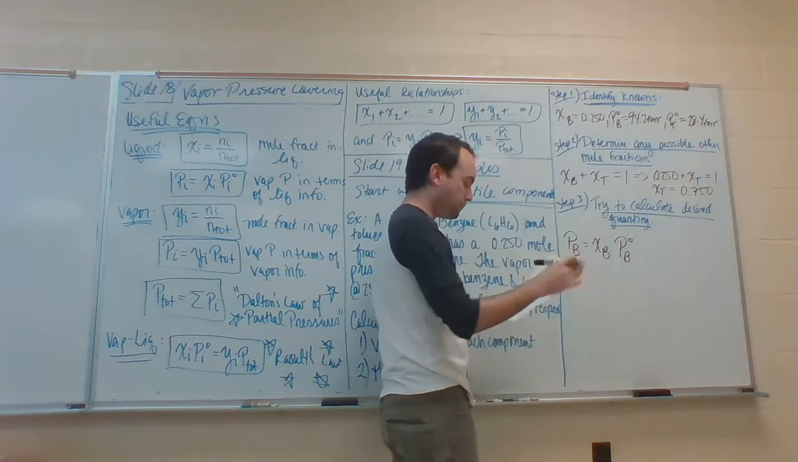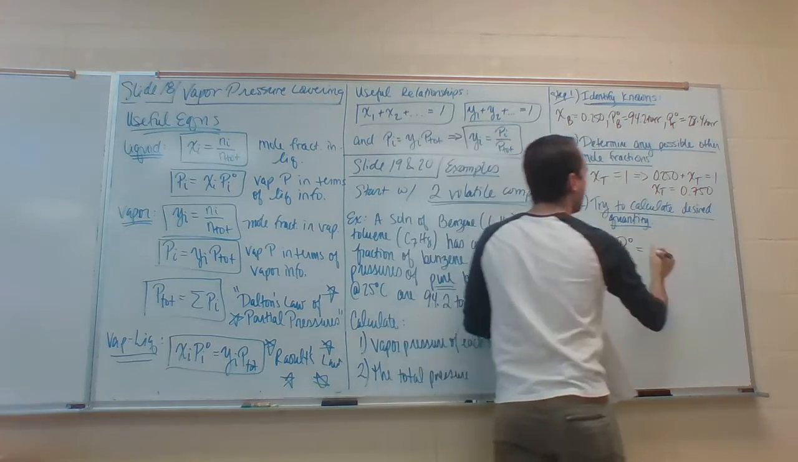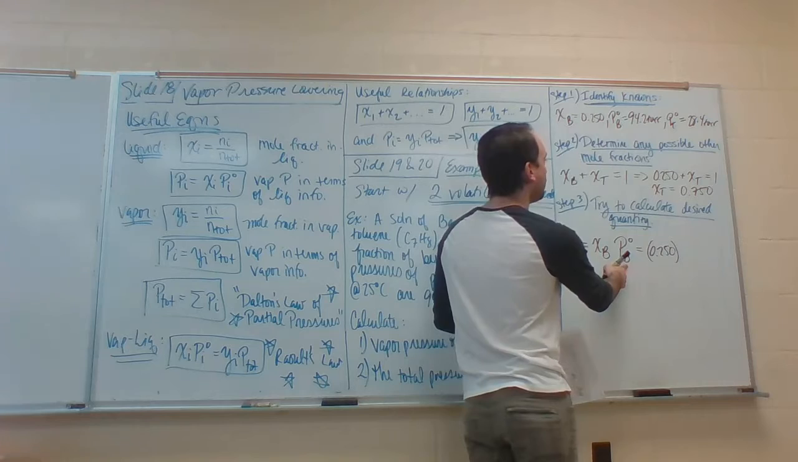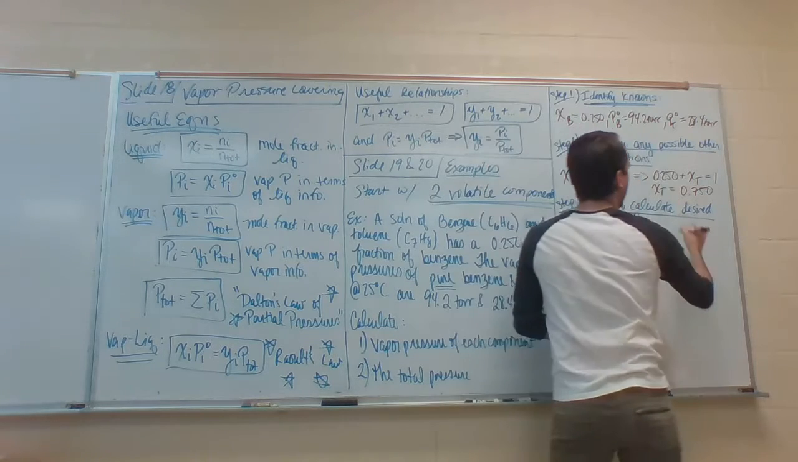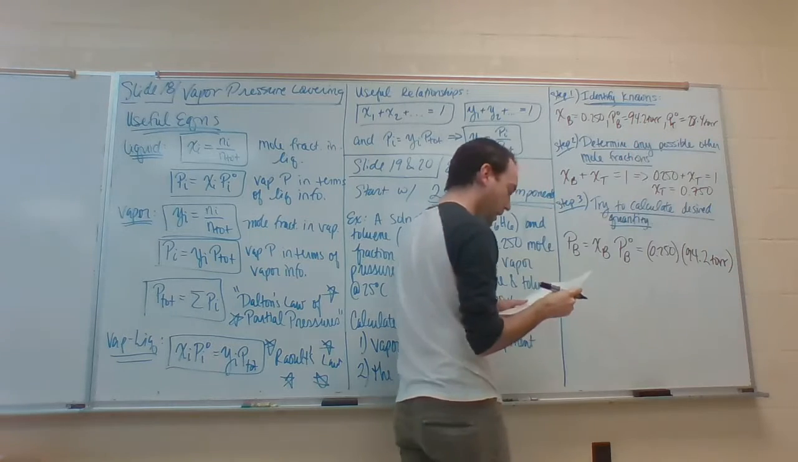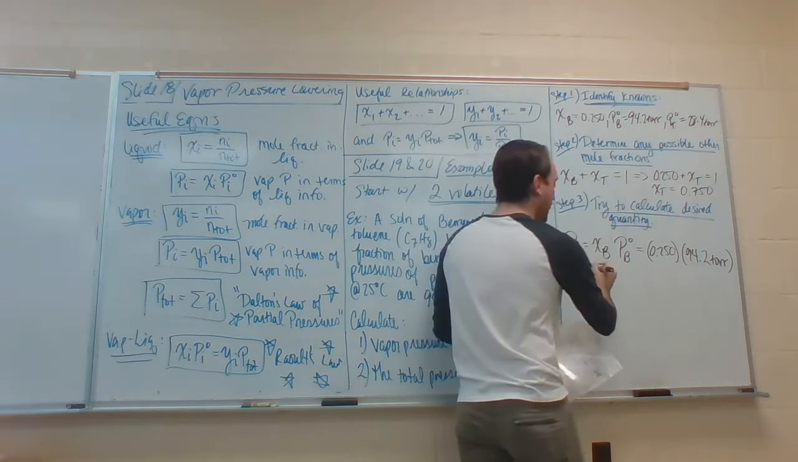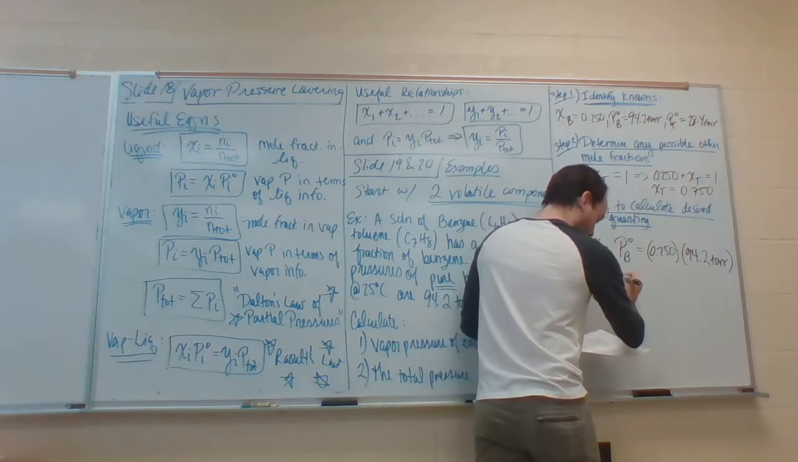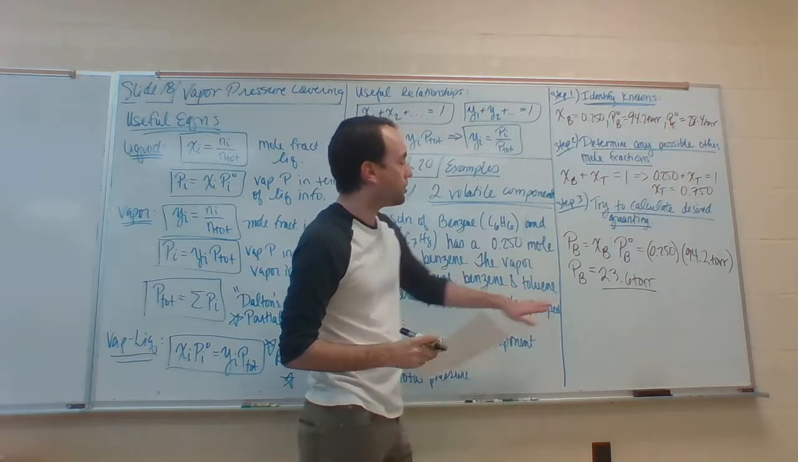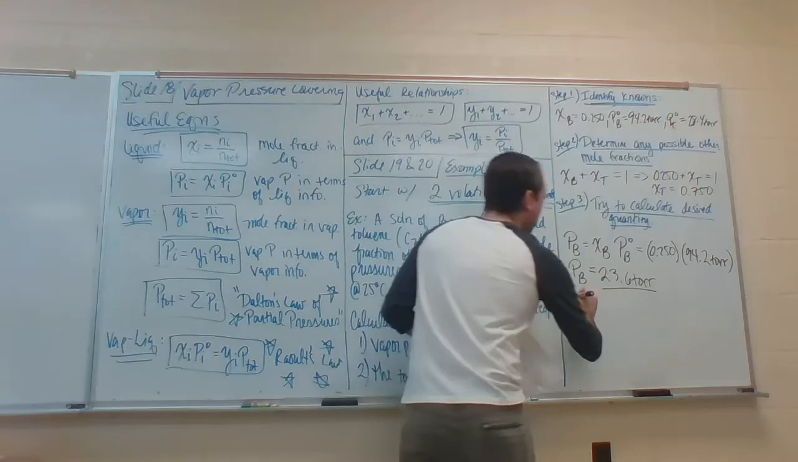Now all I have to do is take my mole fraction of benzene, which was 0.25, and multiply that by my pure component vapor pressure for benzene, which was 94.2 torr. When I do that, I get my partial pressure of the benzene, which is equal to 23.6 torr.